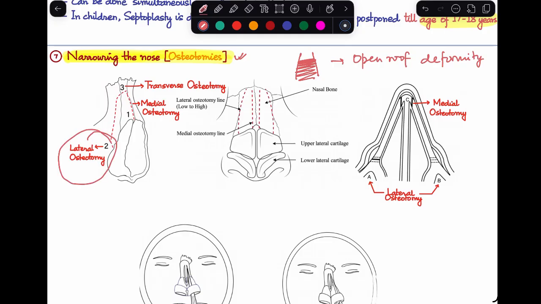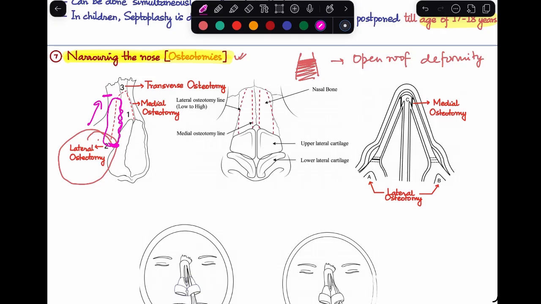The first one is known as lateral osteotomy. Now let's look at what is lateral osteotomy. Here in lateral osteotomy, we make a cut along the side wall of the nasal bone. So if we look at the incision, this dotted line that we are seeing, this is what a lateral osteotomy cut will look like. This cut is given along the side wall of the nasal bone, running from the level of the piriform aperture upwards. It is usually upwards till the level over here.